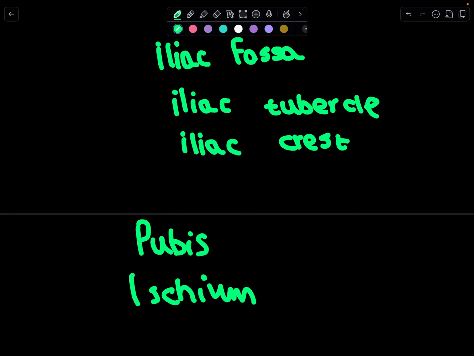The pubis, from Latin pubis, meaning groin, is named for its location at the front of the pelvis near the genital region. The ischium, from Greek ischion, meaning hip, is named for forming the lower, sturdy part you sit on. Want to dive into the pectineal line or back to the inguinal canal? That makes sense. Okay.